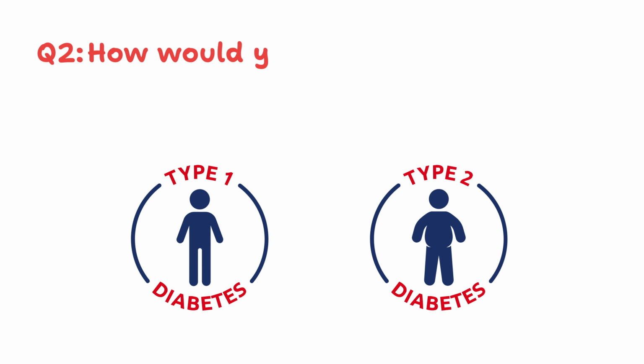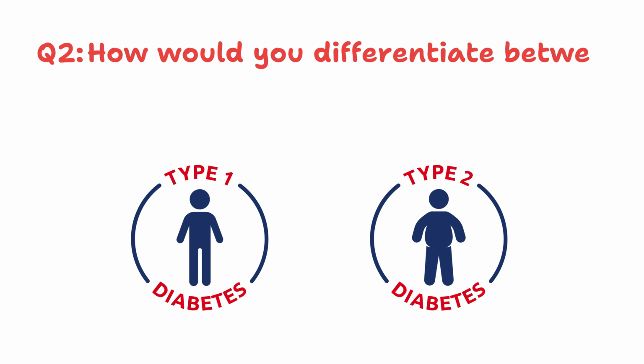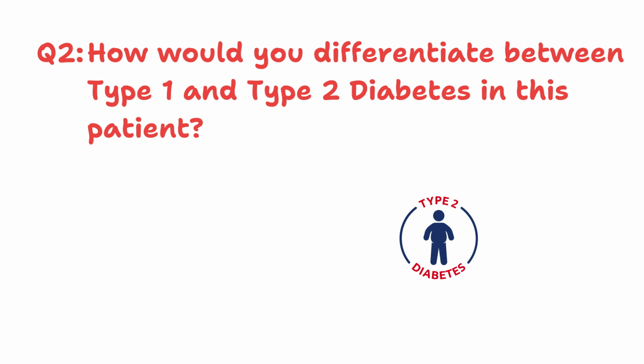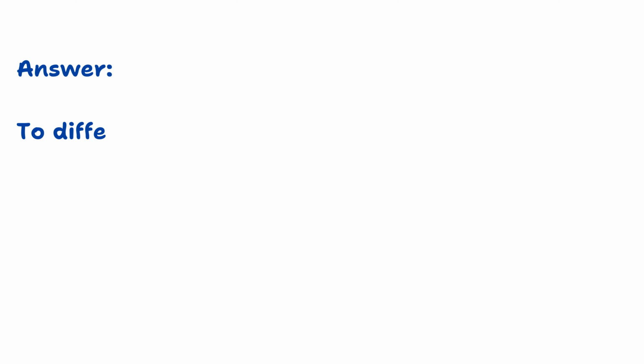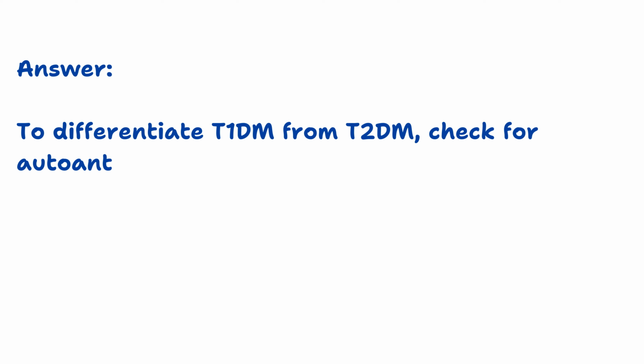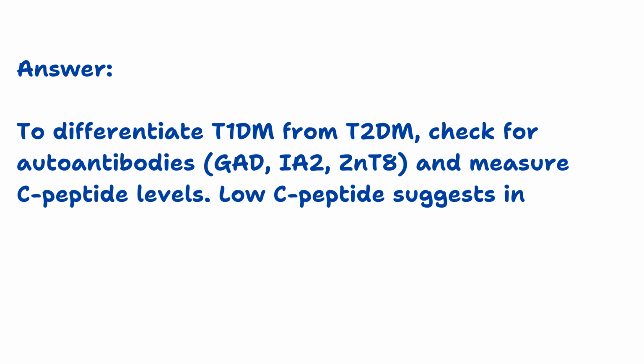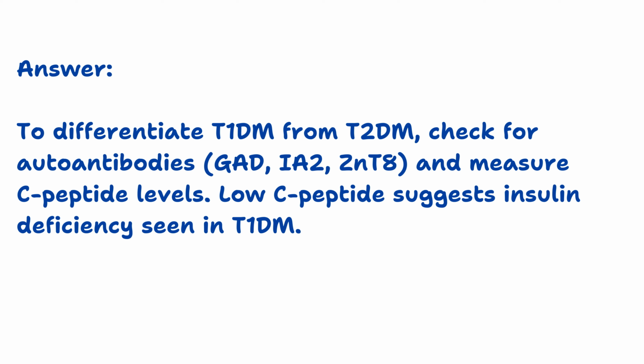Question 2. How would you differentiate between type 1 and type 2 diabetes in this patient? Answer: to differentiate T1DM from T2DM, check for autoantibodies GAD, IA2, insulin T8 and measure C-peptide levels. Low C-peptide suggests insulin deficiency seen in T1DM.